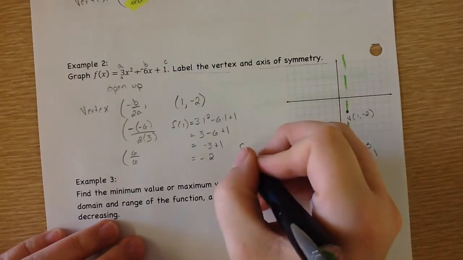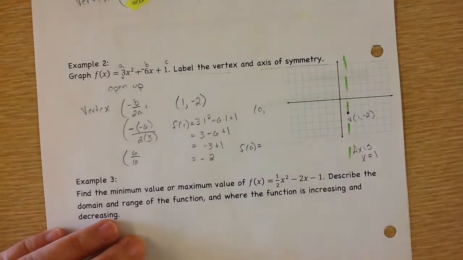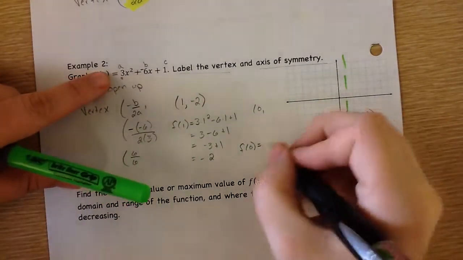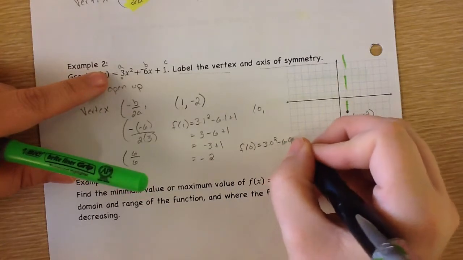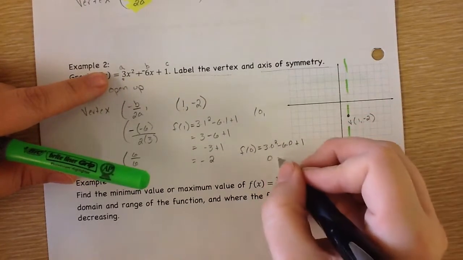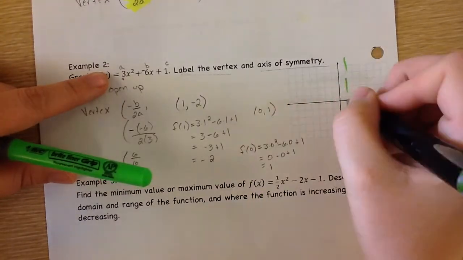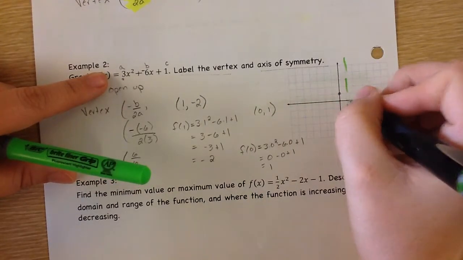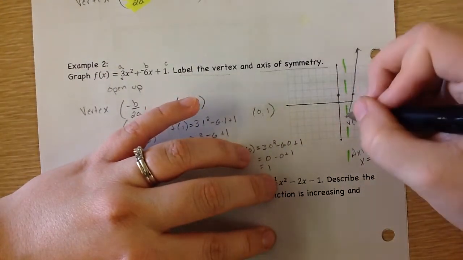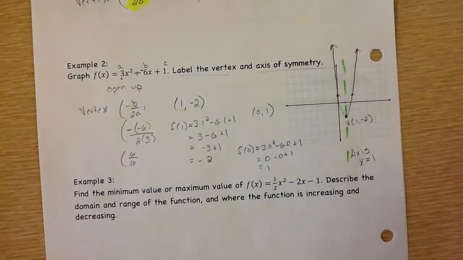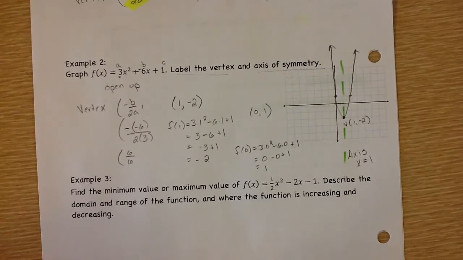Let's put a 0 in this, so we're going to find f of 0 so I can get another ordered pair. So when I put a 0 into that, I'd have 3 times 0 squared minus 6 times 0 plus 1. So I get 0 minus 0 plus 1. So f of 0 is 1. So I'll have the ordered pair 0, 1. Using symmetry, then, it would be the same on the other side. So it's going to look like that. So we've graphed it, we've labeled the vertex, and we found our axis of symmetry.